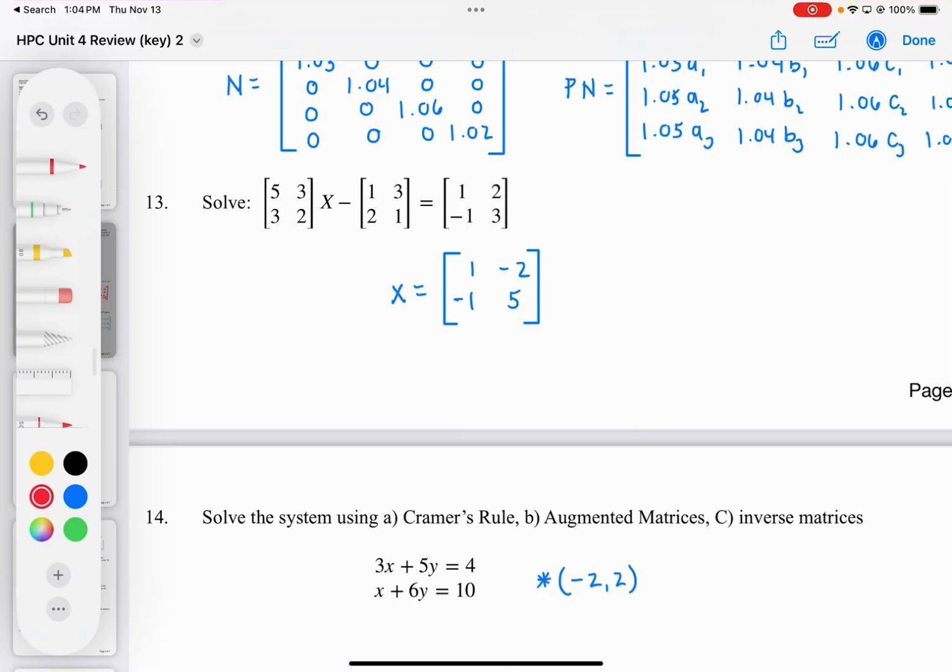Cool. So we're going to take that matrix that's to the right of my value for x, and then I'm going to add it to both sides. So then I end up with 5, 3, 3, 2 times x is equal to, and then I want to add those values together. And I can do it just cell by cell because it is matrix addition. So then what do I end up with? 2, 5, 1, 4. Sound good to you guys?